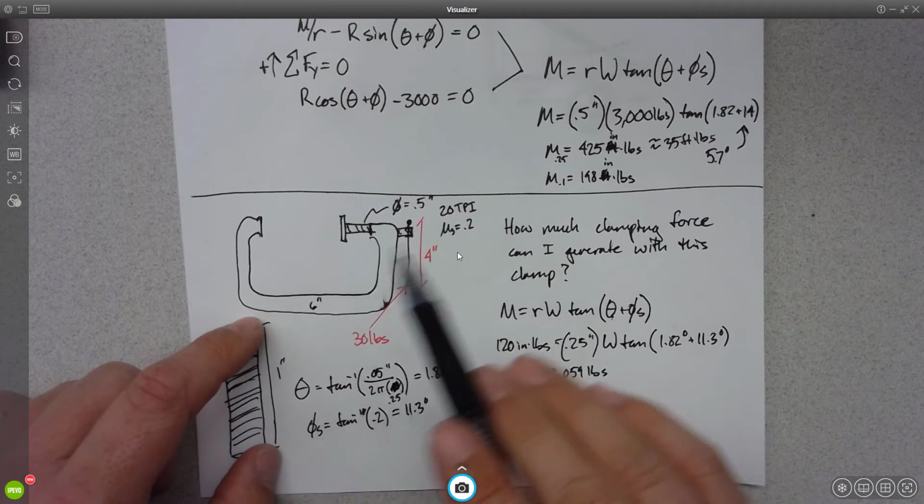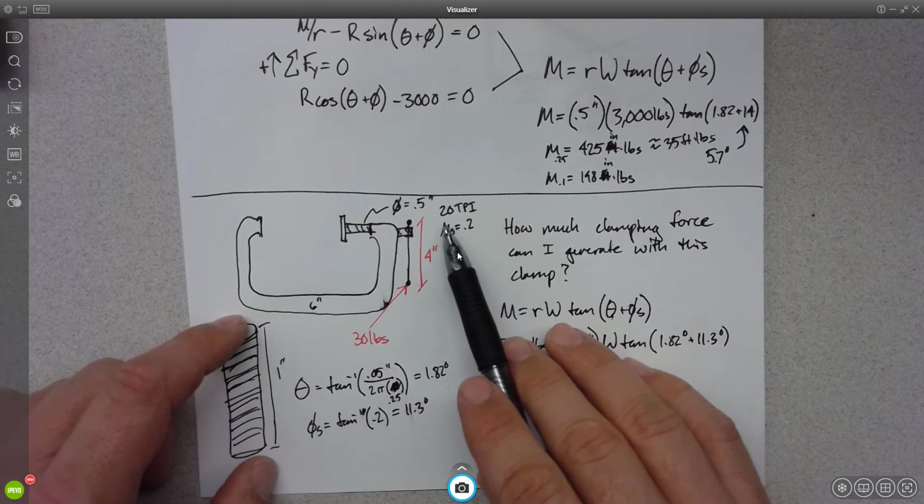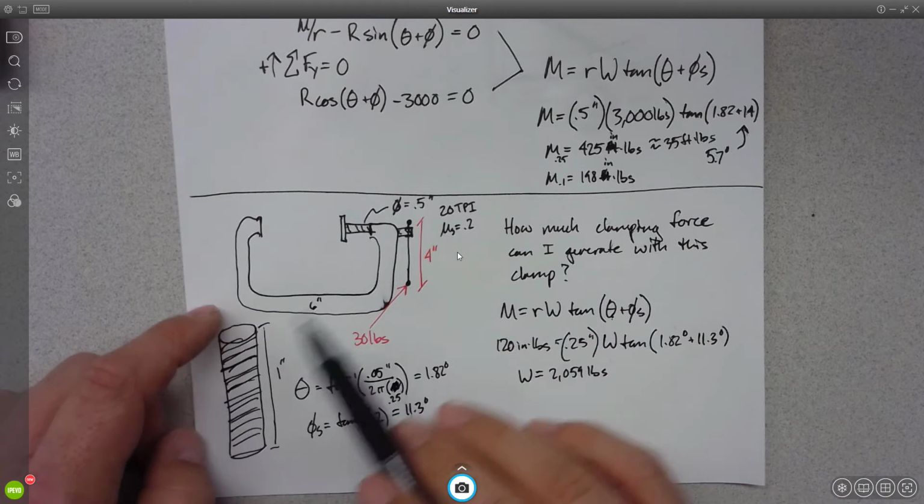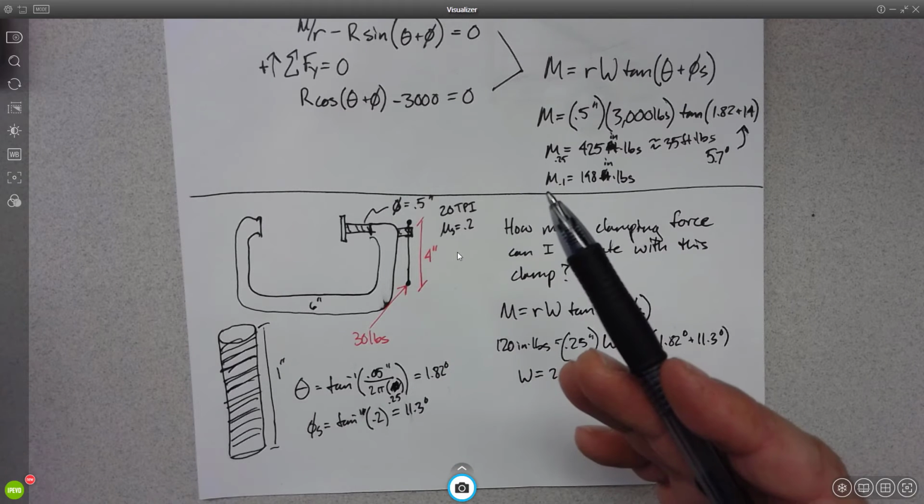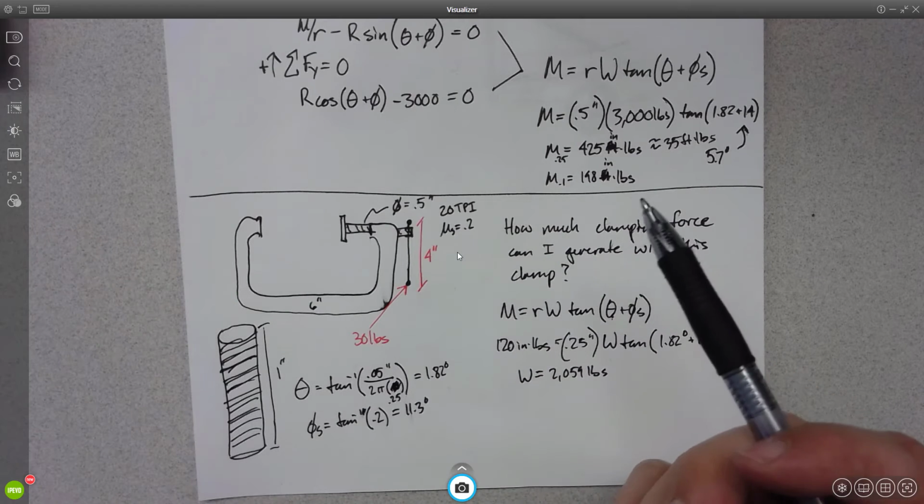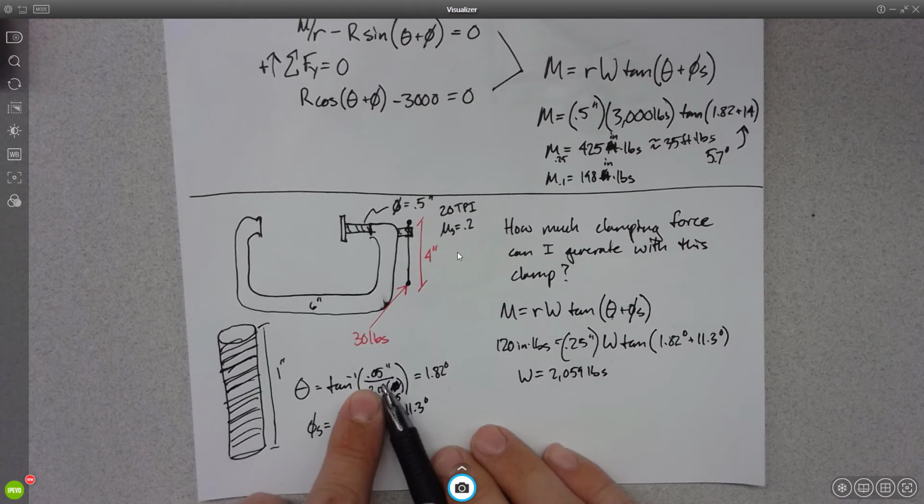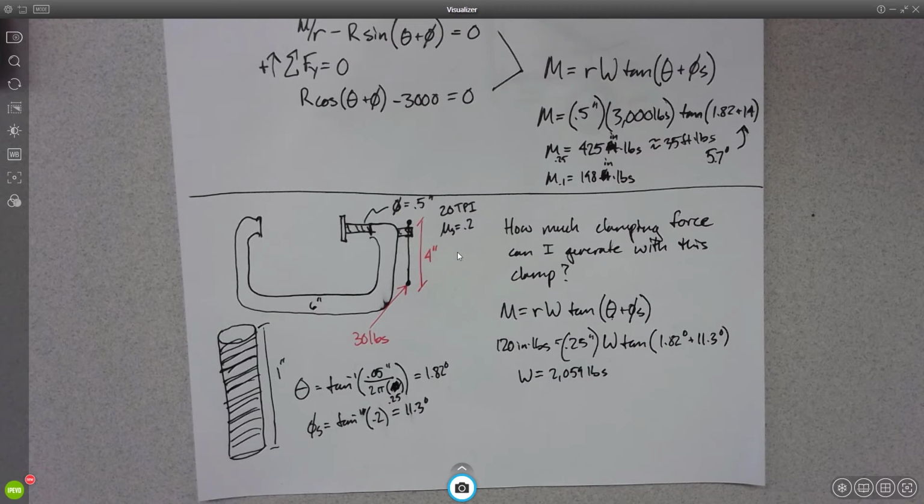So you go around it 20 times in 1 inch. Yes, it takes 20 rotations to move the screw 1 inch. So that means each rotation moves it 1/20th of an inch. Does that make sense? So then 1/20th of an inch is just 0.05, or 1 divided by 20 is 0.05. Okay?